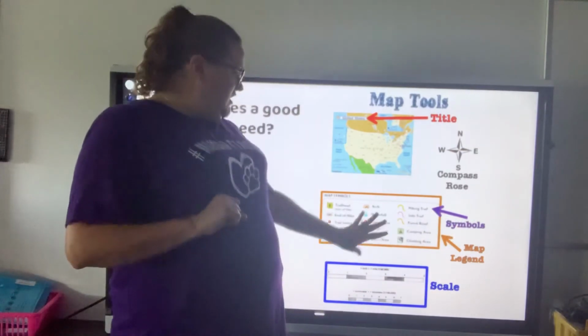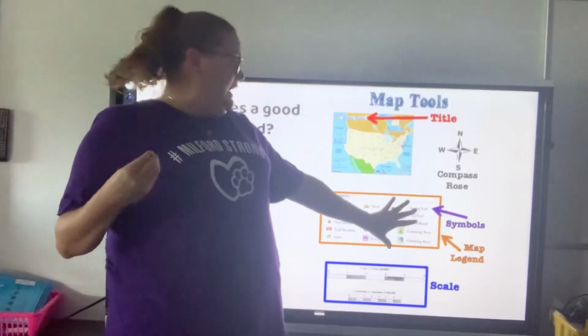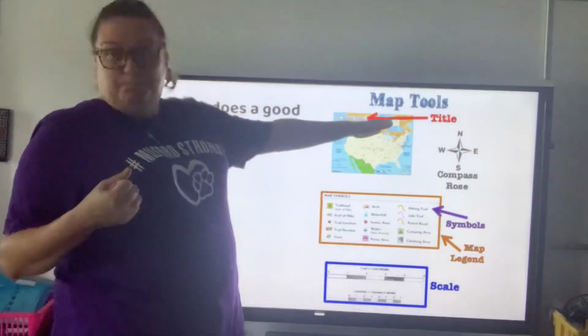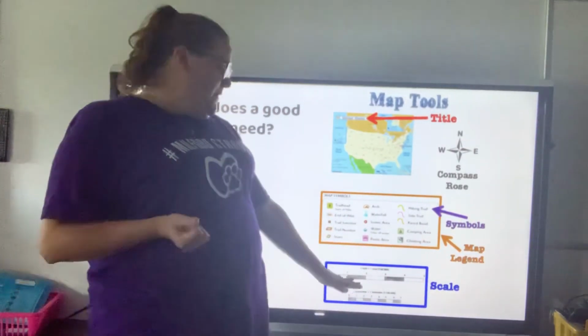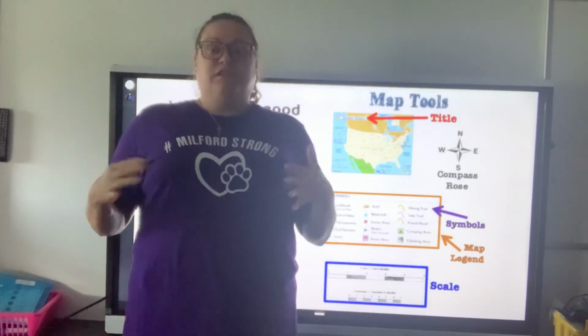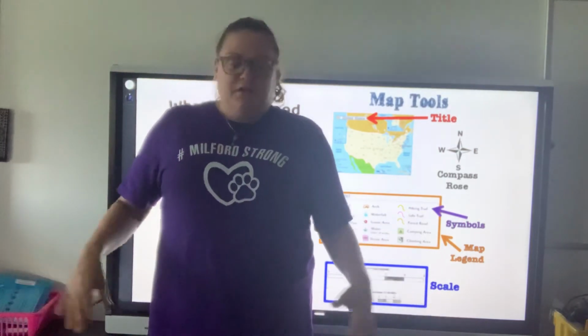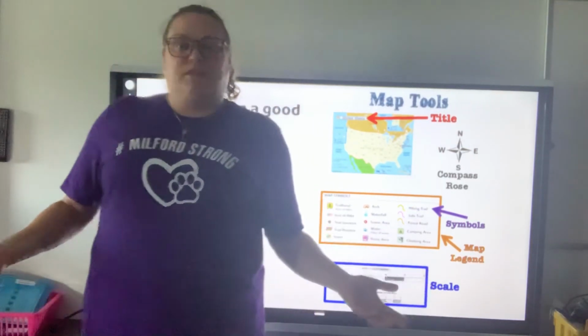Symbols and a map legend, you need to know what the map legend is about. So you need to know what those symbols represent, because it also is going to depend on what kind of map it is. And then scale. You need to know how big and how far apart things are. So I'm also going to take a picture of the 3rd grade rug so that you can kind of see what I'm talking about. Because it is a globe rug instead of the ones that you guys are used to for 2nd grade.